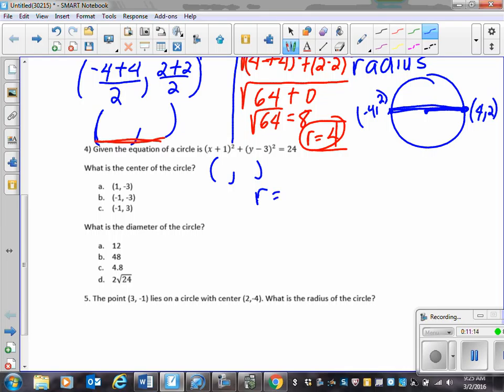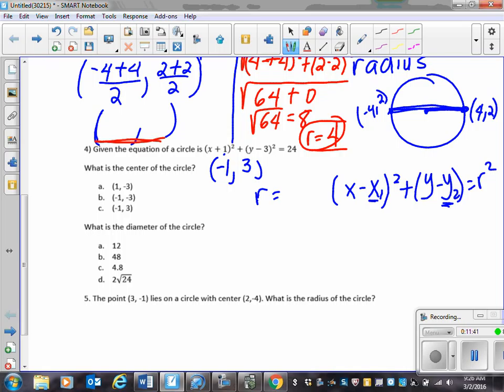So my center would be, since the equation of the circle is x minus x1 squared, right? x minus x1 squared plus y minus y1 squared equals radius squared. So this would be my center. So in this case, if it is positive 1, that means my center is -1. If this is -3 for y, my center is just +3. The radius will be the square root of 24. Okay, that's going to be my radius. So to find the diameter, all you do is times this by 2. So that's the answer for number 4.